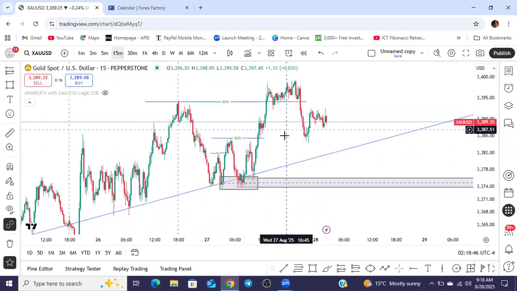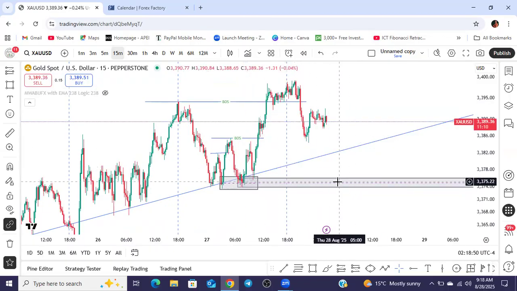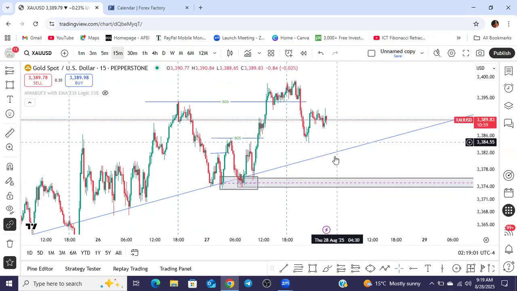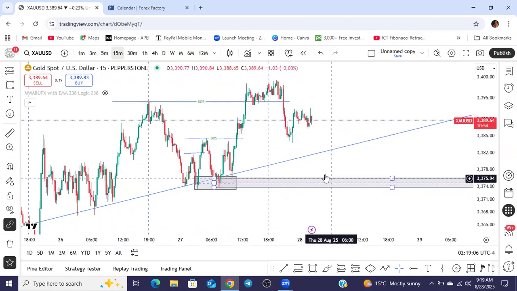From the 15 minutes time frame as well, you can see there is a potential for the price to come back to this level. In case the price does that, then we are going to be looking for some buying opportunities from this particular zone.